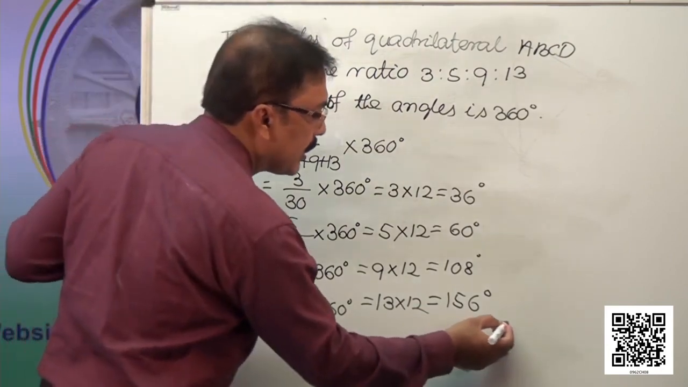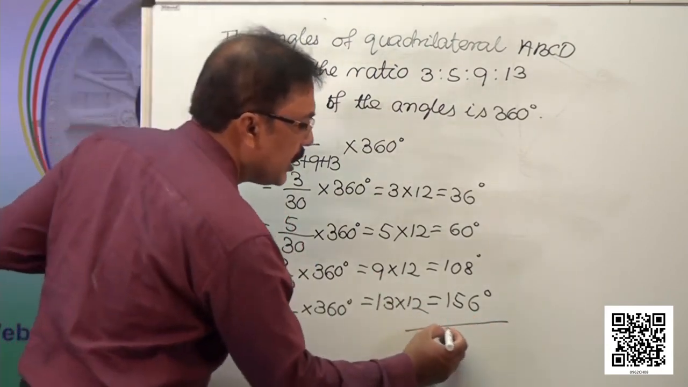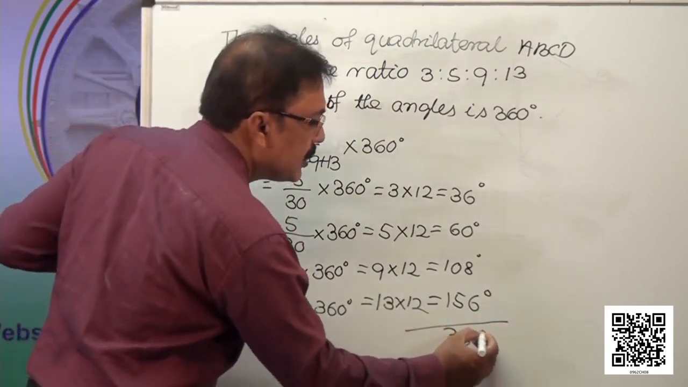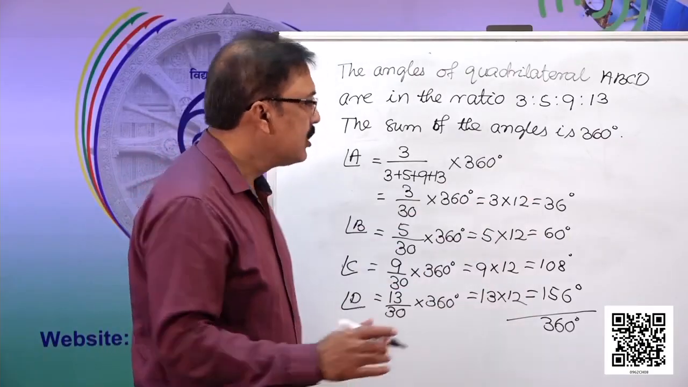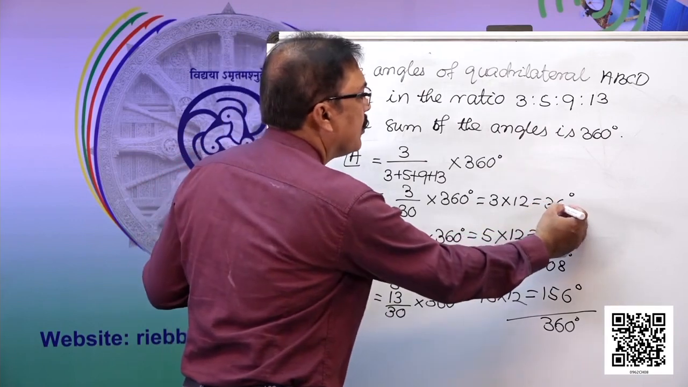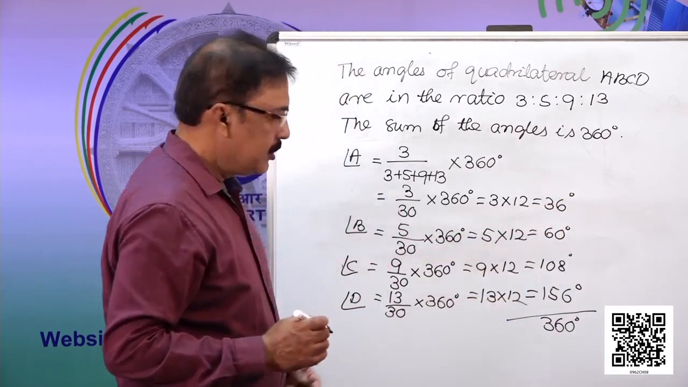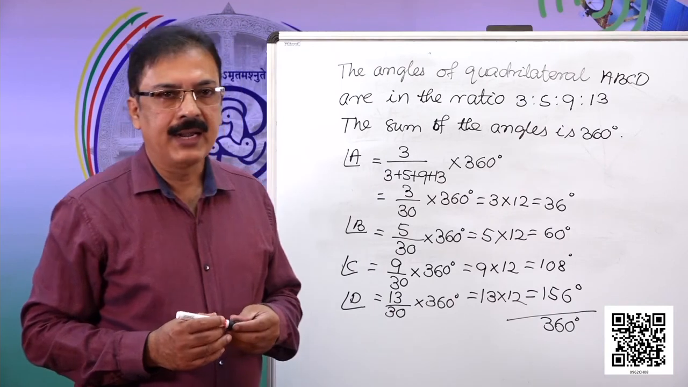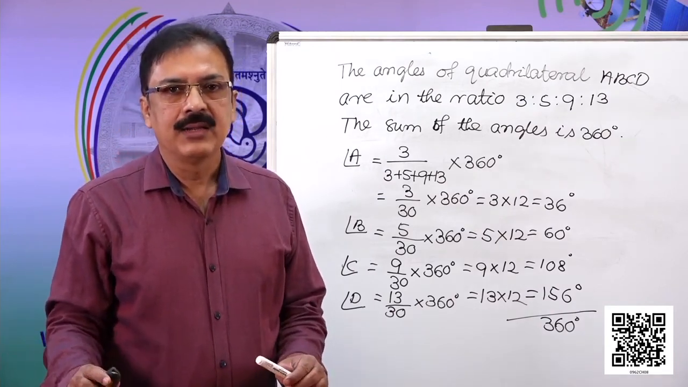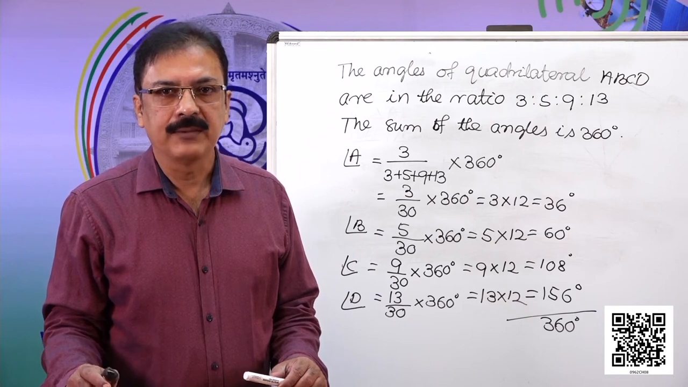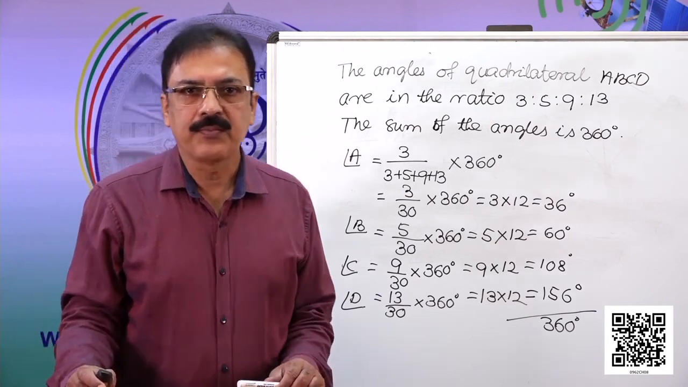Now if we take this sum, we can see that this sum is 360 degree. So our solution is correct. We can verify it. So in this way, we can find the angles of a quadrilateral using angle sum property. Now let's see another problem.